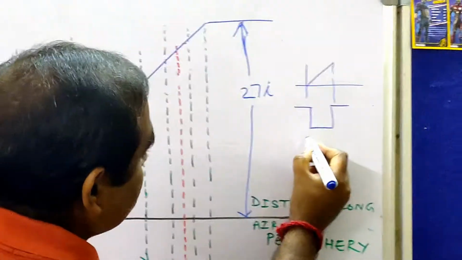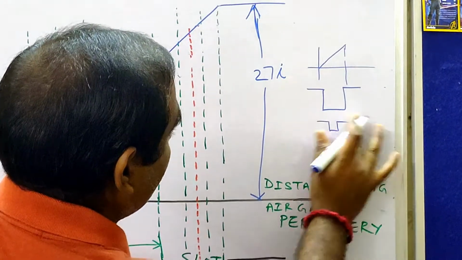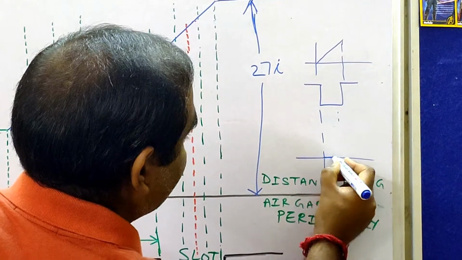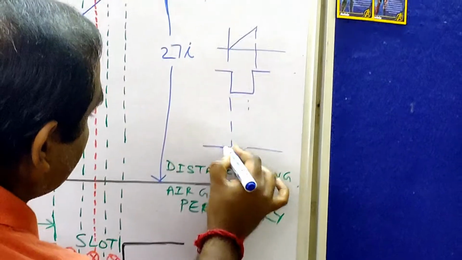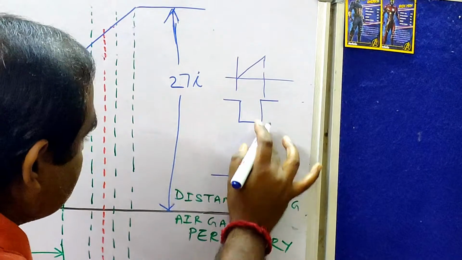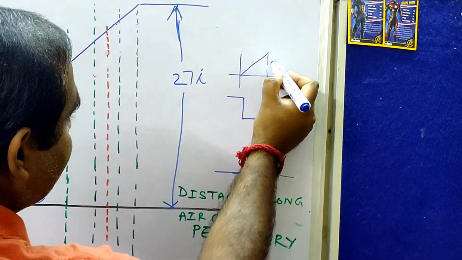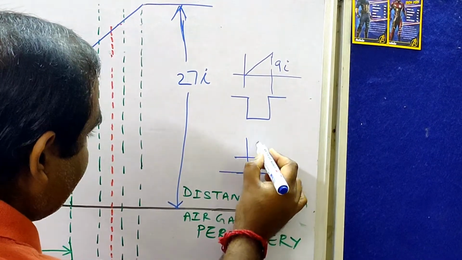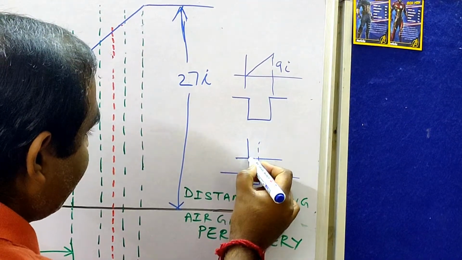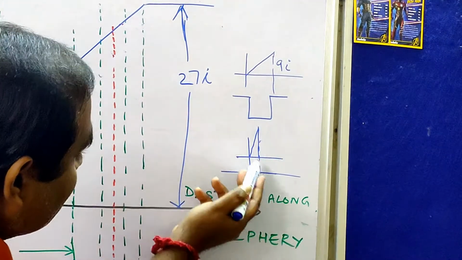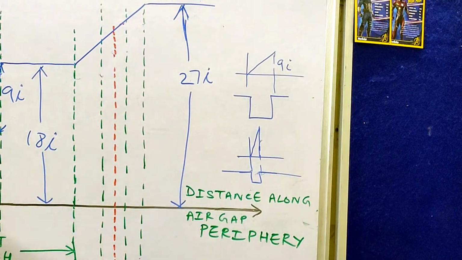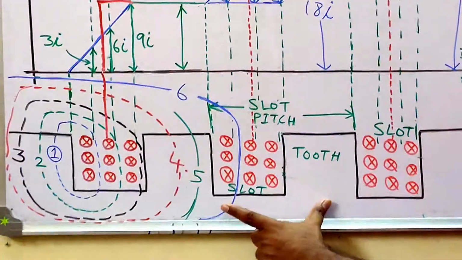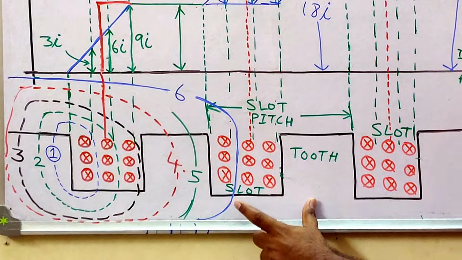This is a slot pitch. If the slot pitch is still smaller, in that case, what are you going to draw? Let's say the slot pitch is very small, like this. But the current enclosed is the same. That means here also the current enclosed is 9I. In this case also, the current enclosed has to be 9I. So you see, if you want to make it 9I, then don't you think the curve is getting steeper and steeper? So that's the logic, that in actual practice, these slot pitches are very small in length.